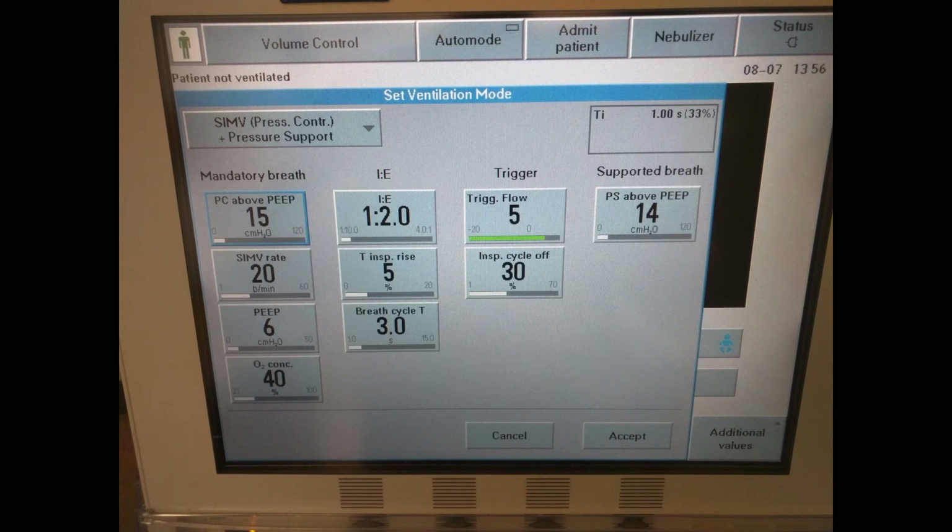Okay, so I've already mentioned that I much prefer SMV PRVC with pressure support because it gives me the guaranteed ventilation, and also has a decelerating waveform. So why would I use SMV pressure control with pressure support? For me there's two scenarios I would think about doing this.